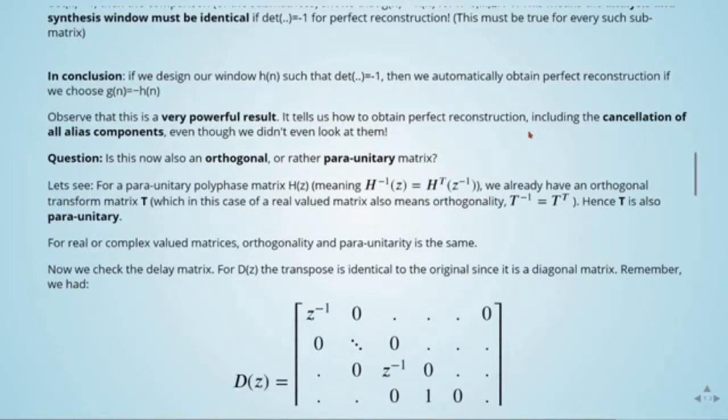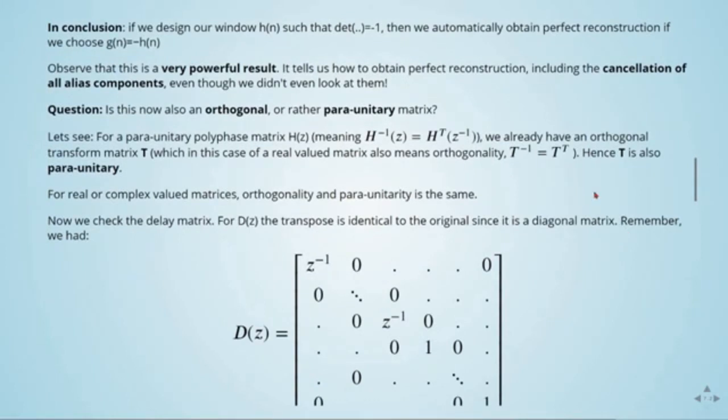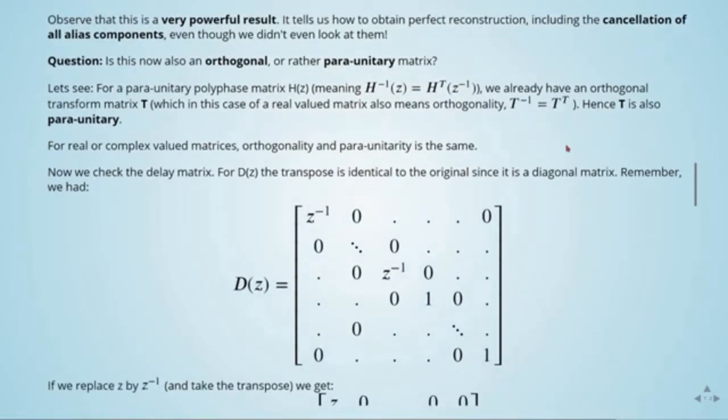So let's see. For a para-unitary polyphase matrix H of z, meaning H to the power of minus 1 of z is equal to H transpose of z to the minus 1, we already have an orthogonal matrix T, which in the case of a real valued matrix also means orthogonality. So T to the power of minus 1 is equal to T transposed. Hence T is also para-unitary. For real or complex valued matrices, orthogonality and para-unitary is the same. Now we check the delay matrix. For D of z, the transpose is identical to the original since it's a diagonal matrix.